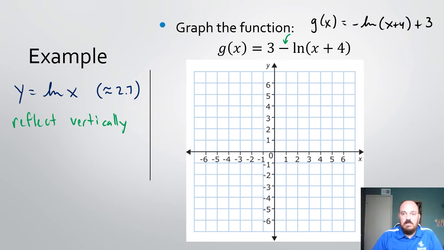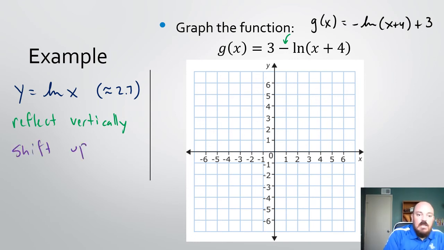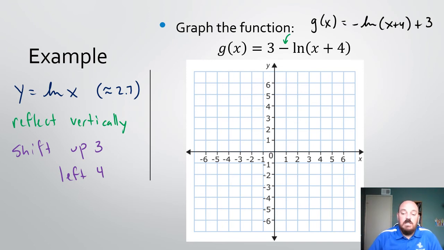There's no stretch here. It's not like negative 2 natural log or negative 10 natural log of something. And there's no other reflection. The x plus 4 isn't negative. So we are ready to shift. It's going to be up 3 for the positive 3 and left 4 for the x plus 4. And the left 4 will move the asymptote also.